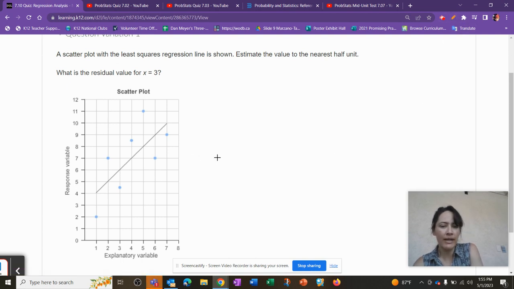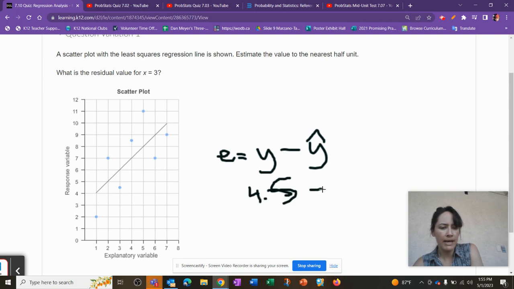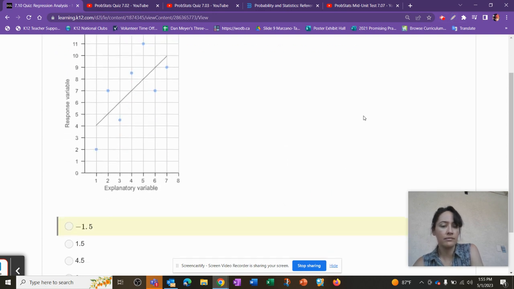So remember, we have our E is equal to our actual or observed value minus the predicted value. So at x equals 3, we have 4.5 minus 6, which would be a negative 1/2. Let's go see.